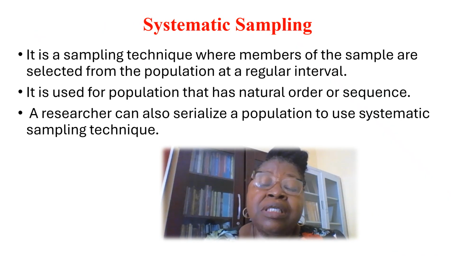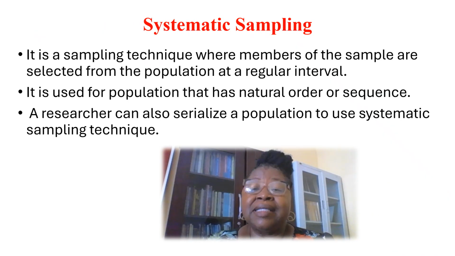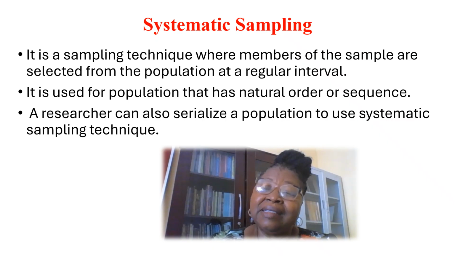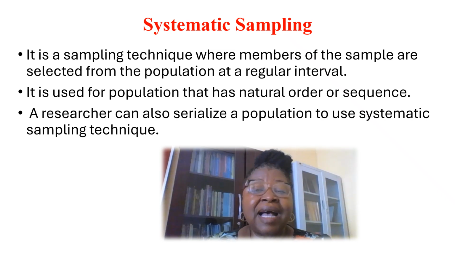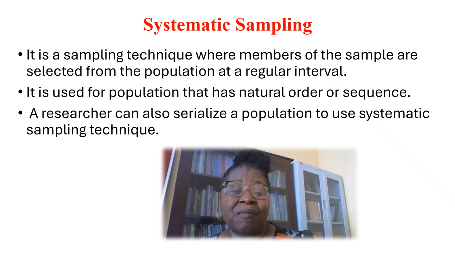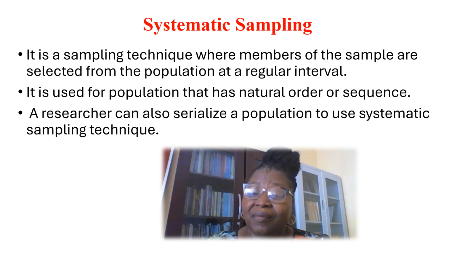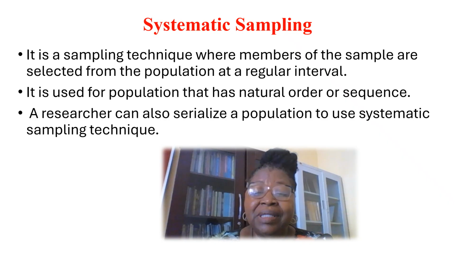Then we have the systematic sampling techniques. It is the sampling technique where members of the sample are selected from the population at a regular interval. When do we use this? It is used for a population that has a natural order or sequence. A researcher can also serialize a population to use the systematic sampling technique. So how do we do this?